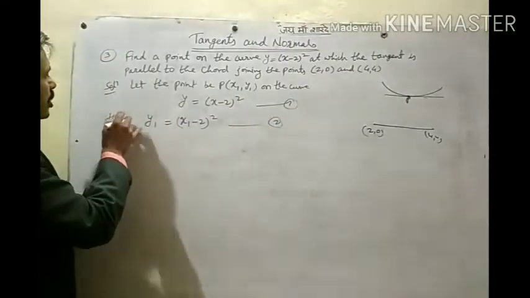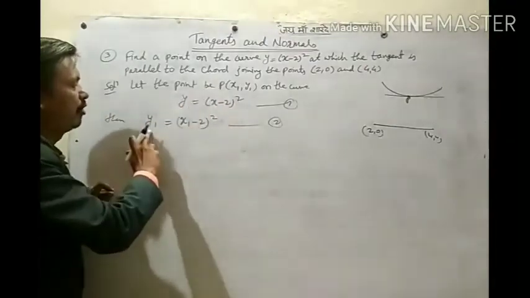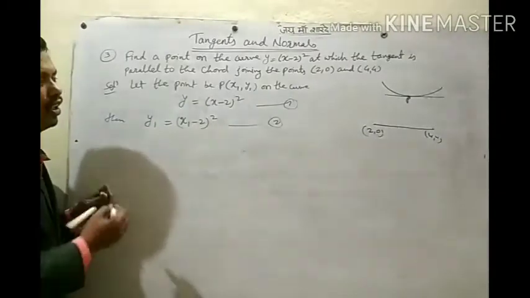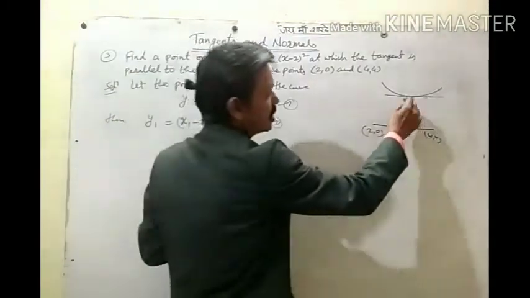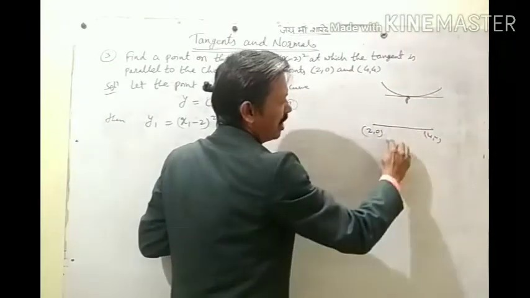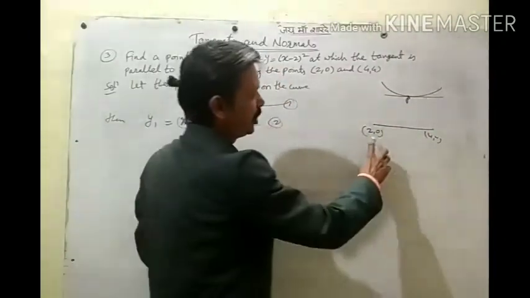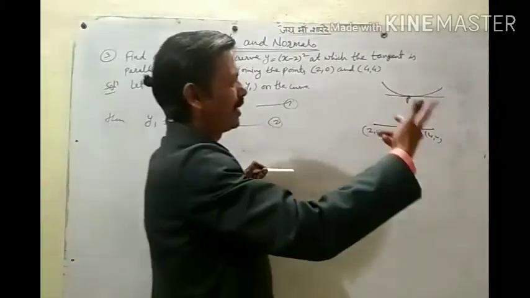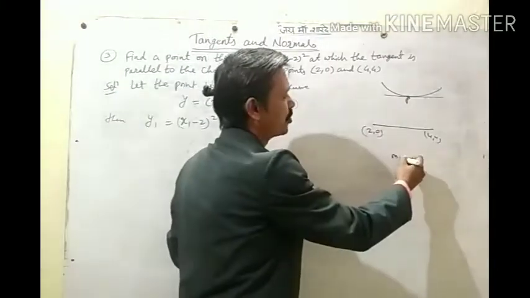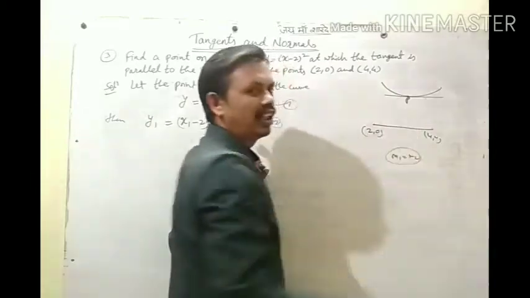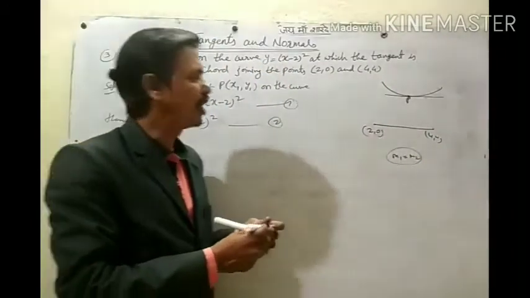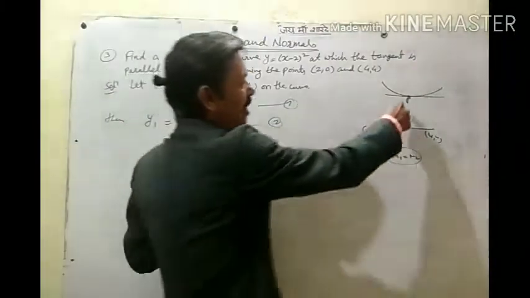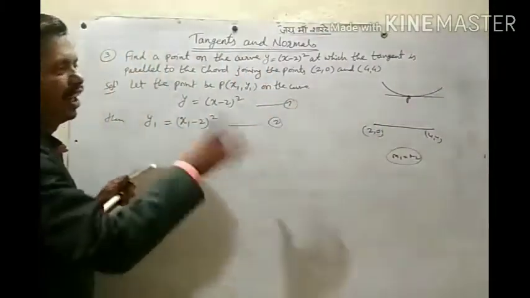So if this point P is on this curve, then we have an equation y1 equal to (x1 minus 2) whole square. Now what we need? This tangent at point P is parallel to this line joining (2, 0) and (4, 4). If two lines are parallel, then their slopes are equal, and if slopes of two lines are equal, then they are parallel. So we will find their slopes.